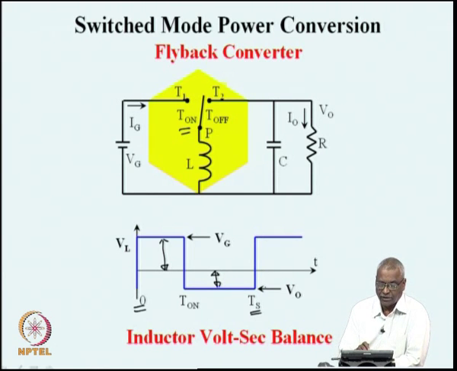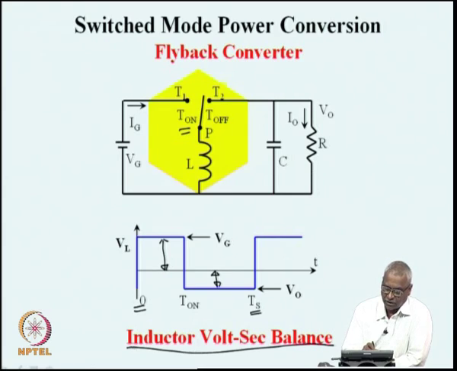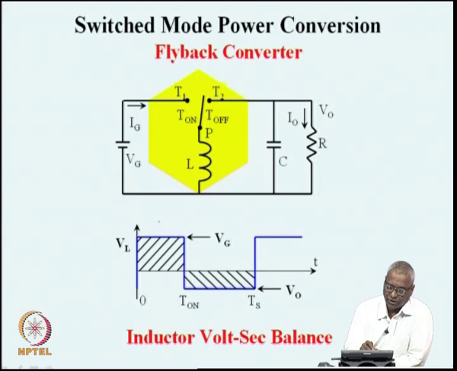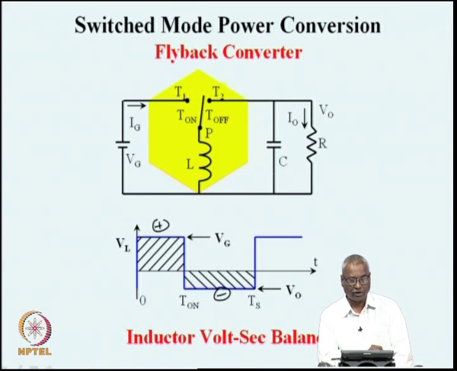And the principle that is used in order to find out the relationship between V naught and Vg is that the inductor on an average does not support any DC voltage, or the periodic DC voltage of the inductor is 0, or as we see here, the positive volt second across the inductor is the same as the negative volt second across the inductor during the off period.